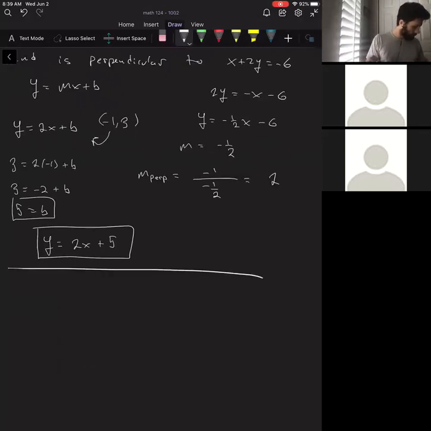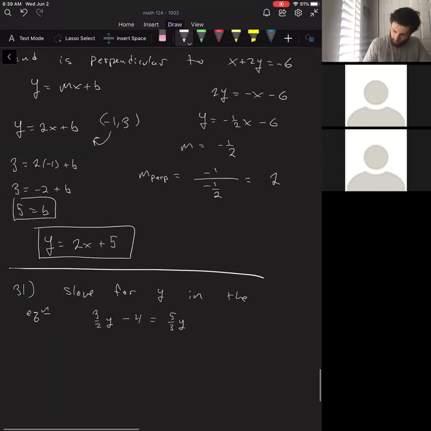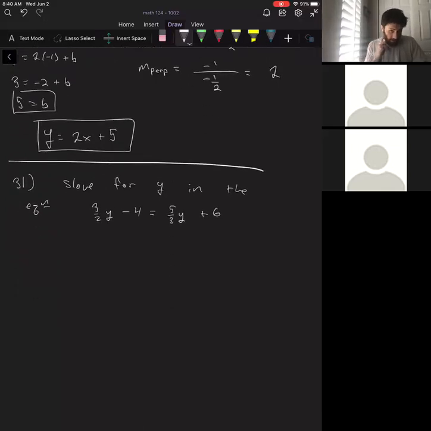Let's do 31. We want to solve for y in the equation 3/2 y minus 4 is equal to 5/3 y plus 6. Solving for y here just means we have to get y on one side of the equal sign and everything else on the other side.